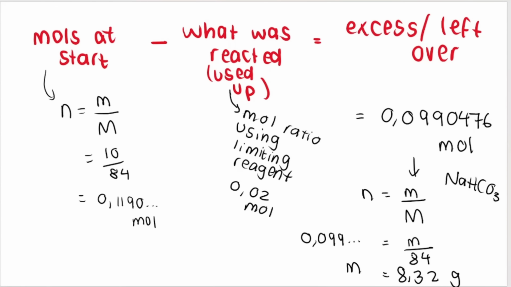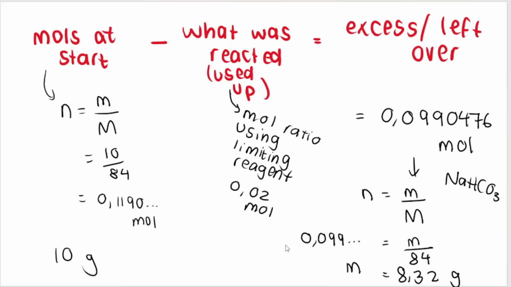So remember, we started with 10 grams, which is that many moles. We converted to moles. We used up 0,02 moles of that. We could also work out the grams that we used up if we wanted to. And we are left with 8,32 grams.